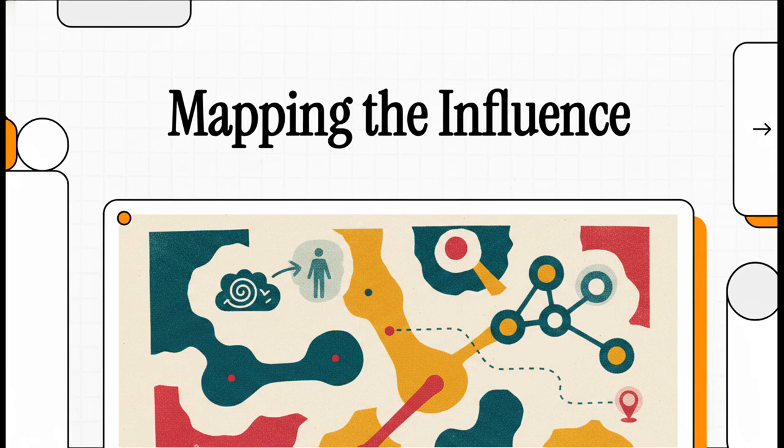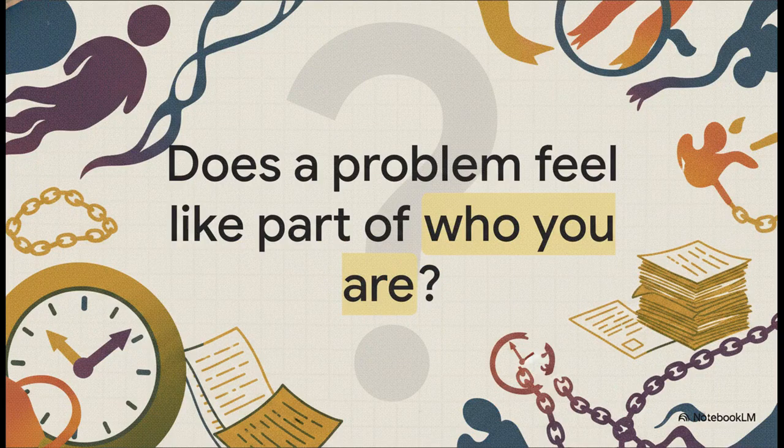All right, today we are diving into a really powerful technique that comes from narrative therapy. It's called mapping the influence, and it's a way to completely flip the script on how we look at our biggest challenges. You know that feeling, right? When a problem, say anxiety or guilt, or even procrastination, just feels so huge. It starts to feel like it's not just something you have, but something you are.